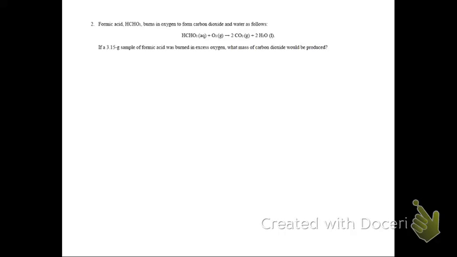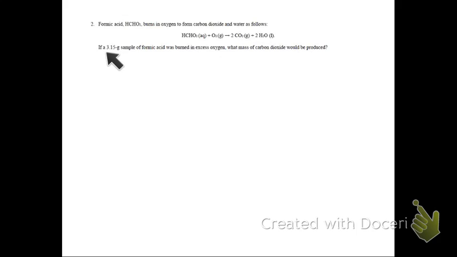Alright, this next problem is dealing with formic acid, which is HCHO2. We do keep those two hydrogens separate. It's because it's an acid. That's something we'll talk about later as to why. And it is burning with oxygen according to this reaction right here. So this is a combustion reaction. We're reacting with oxygen to produce carbon dioxide and water, and it's already balanced for us.